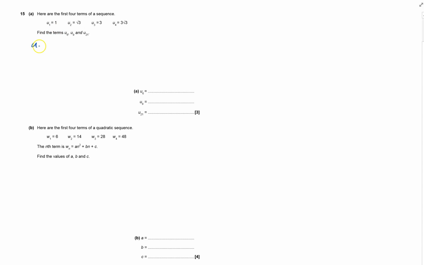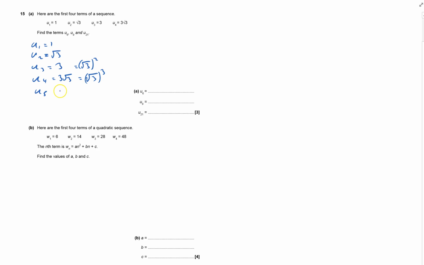Okay, so we've got u1 is 1, u2 is root 3, u3 is 3, u4 is 3 root 3. So each time is times by root 3. So actually that's root 3. This one we could consider equals root 3 squared. And here equals root 3 cubed.